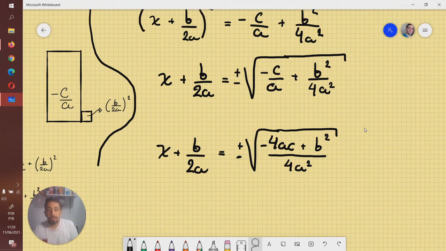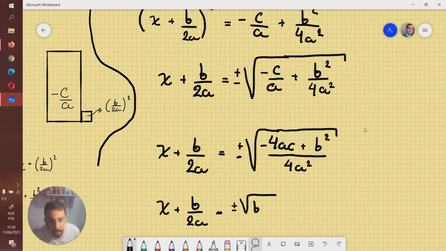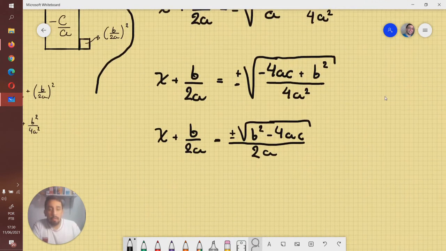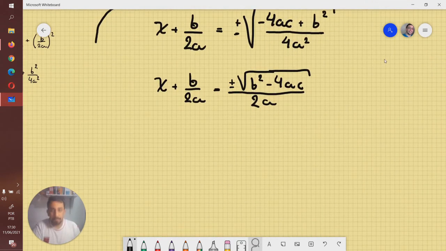But the following step would be x plus b over 2a equals plus or minus the square root on the top, on the numerator, cannot be changed. But we can rearrange the numbers. Let's put the positive number first. b squared minus 4ac divided by 2a. Okay. Now, our final step.